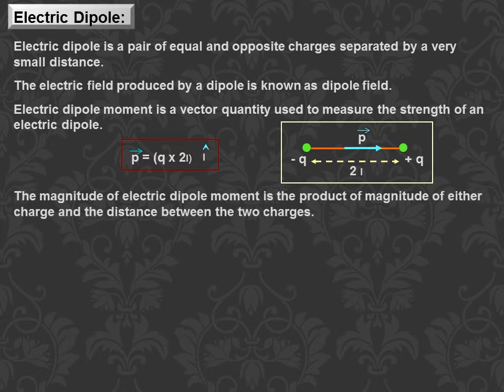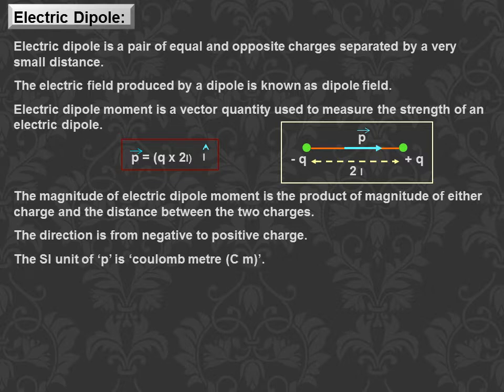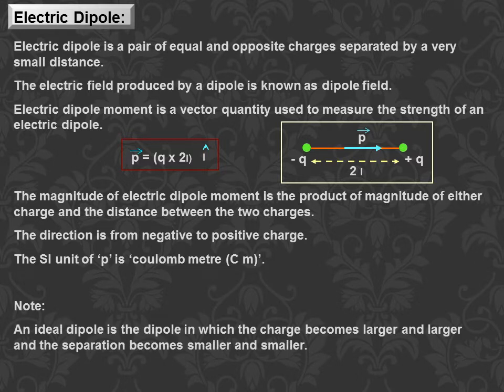The magnitude of electric dipole moment is the product of magnitude of either charge and the distance between the two charges. The direction is from negative to positive charge for dipole moment. So we have to use the direction of dipole moment, which is from negative charge to positive charge. The SI unit of electric dipole moment is coulomb meter, which can be denoted with the help of capital C and small m. You have to note this point.